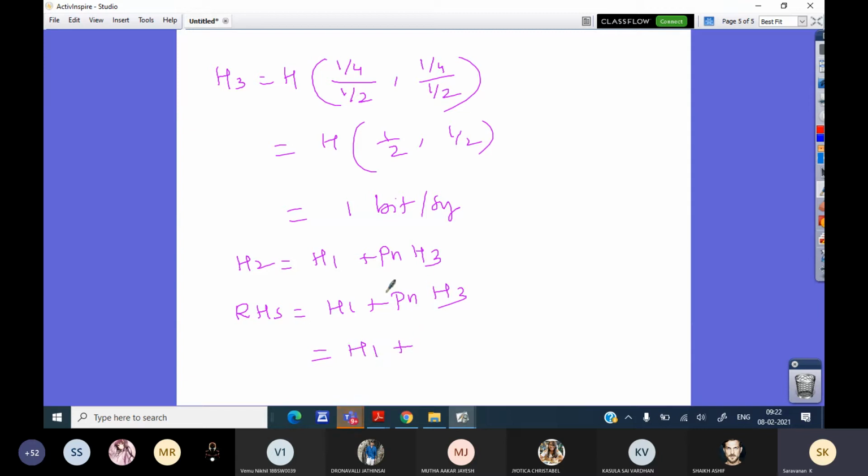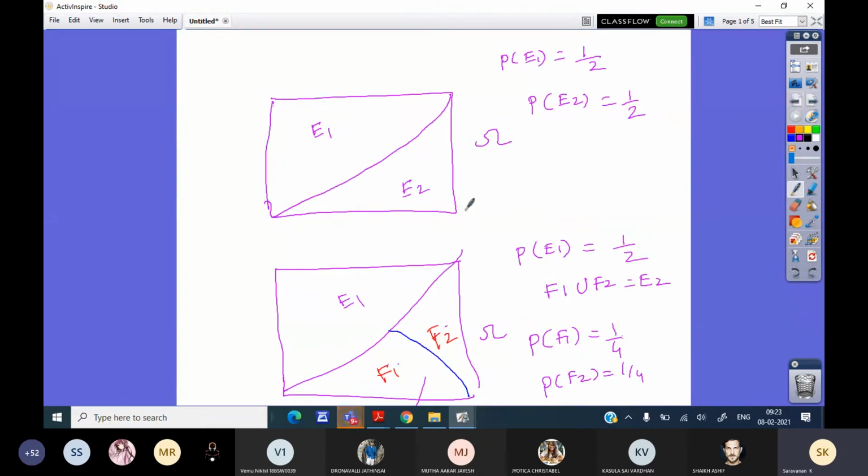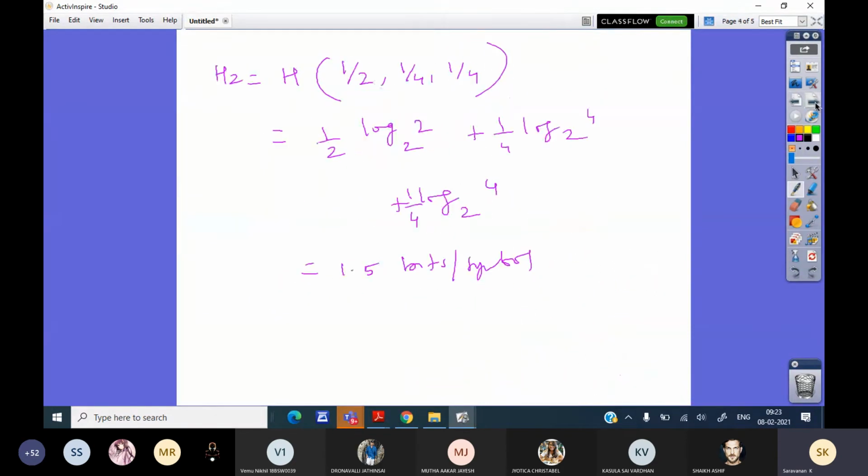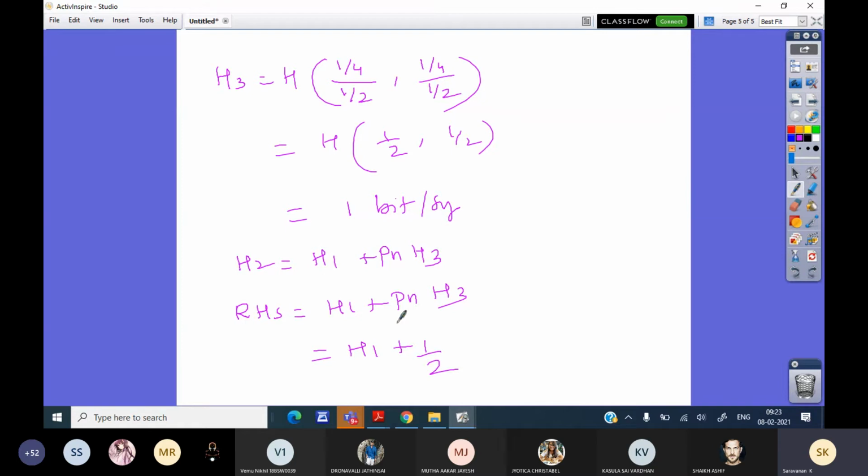Okay, H1. So what is Pn? The general expression, I am dividing that nth event into sub-events. Now I am dividing that second one into sub-events. What is the second event probability? It is 1 by 2, right? If you see the problem, the probability associated with A2 is going to be 1 by 2. So instead of Pn, I should write 1 by 2. Okay. So what is H3? It is this one.